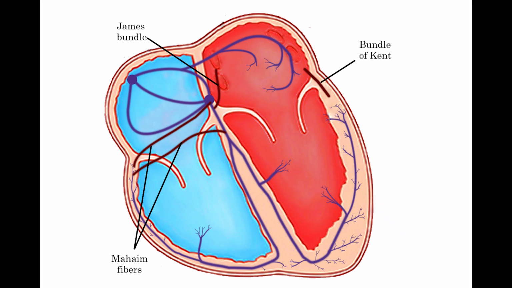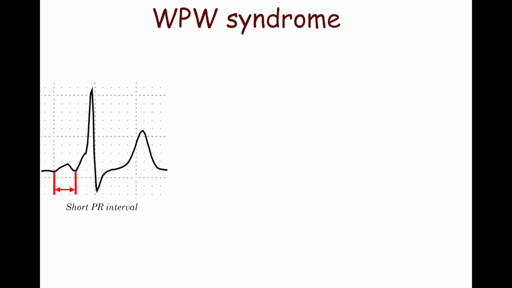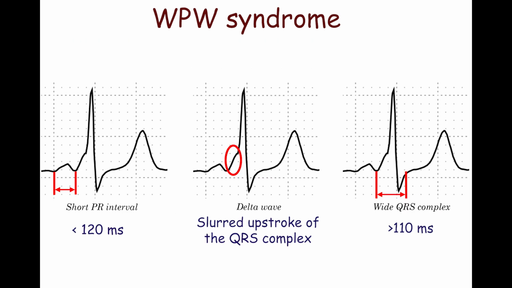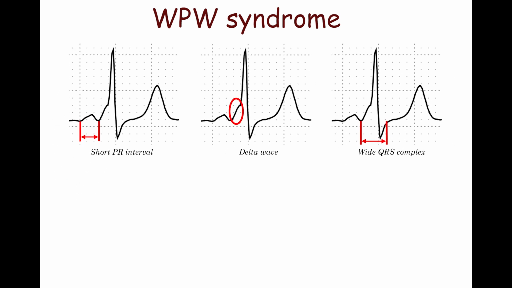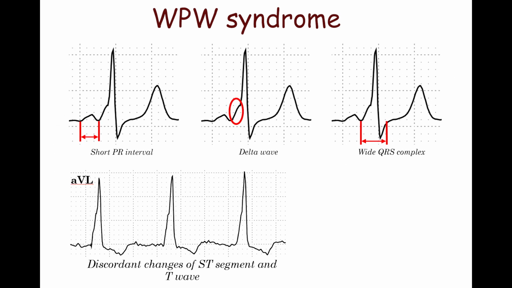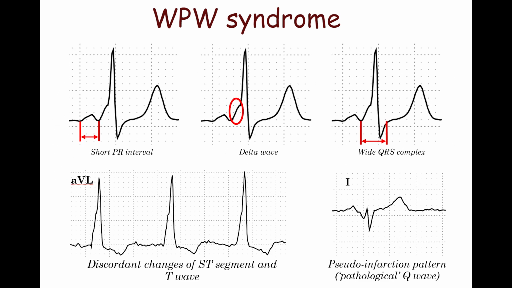Any of these accessory pathways can be involved in the reentry circuit and cause reentrant tachycardia. WPW syndrome refers to the presence of the bundle of Kent in paroxysmal tachycardia. ECG features include short PR interval, delta wave, and wide QRS complex. Discordant changes of the ST segment and T wave are often seen. A pseudo-infarction pattern is often observed.